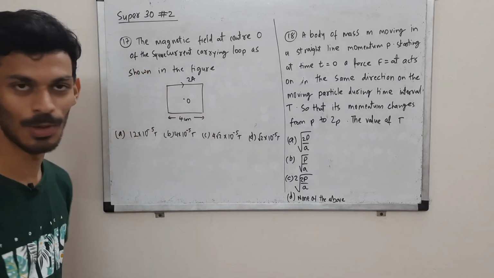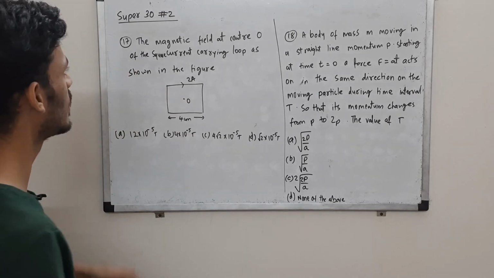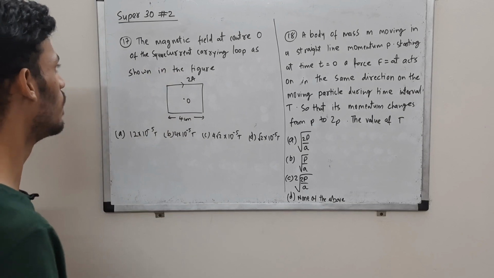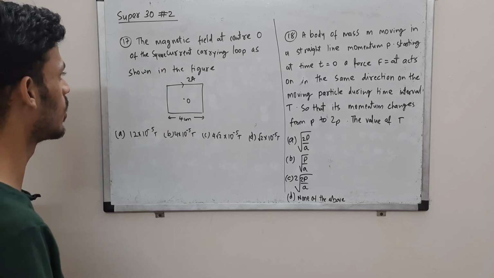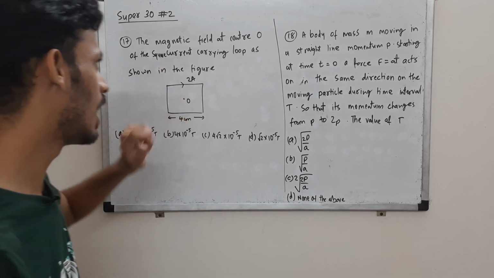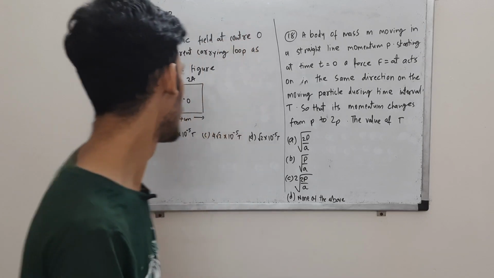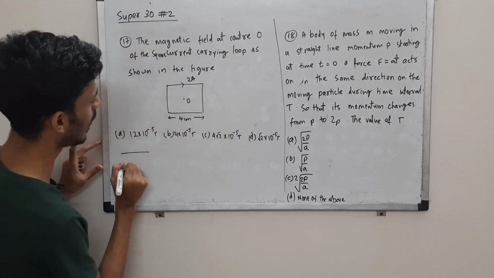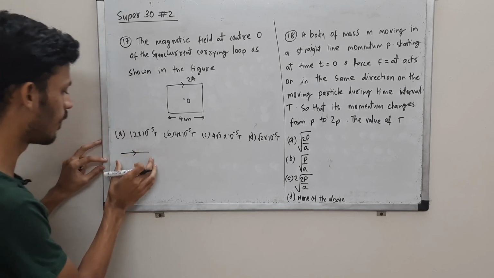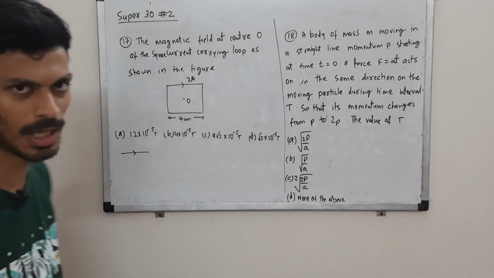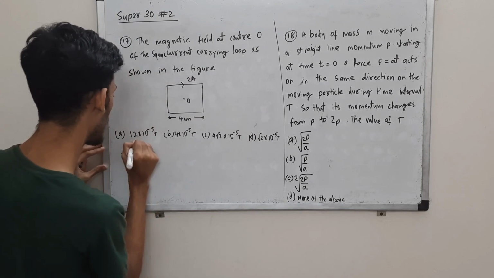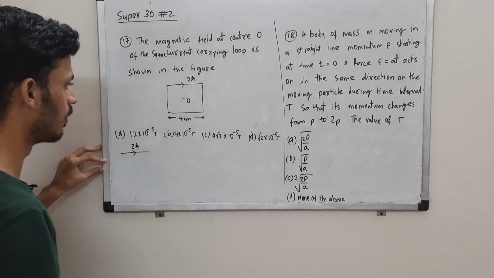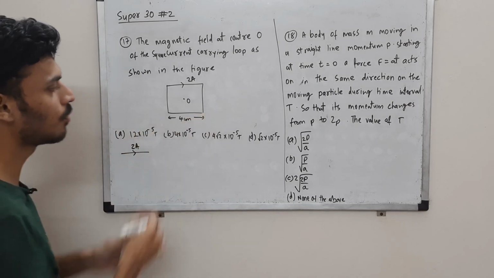So we'll begin with question 17. The magnetic field at the center of this square current carrying loop, as shown in the figure. You are supposed to tell the magnetic field at the point O. Here we can first find the magnetic field due to this one wire, then multiply by 4. This wire is carrying 2 ampere current, and it is a finitely long wire, 4 centimeters.